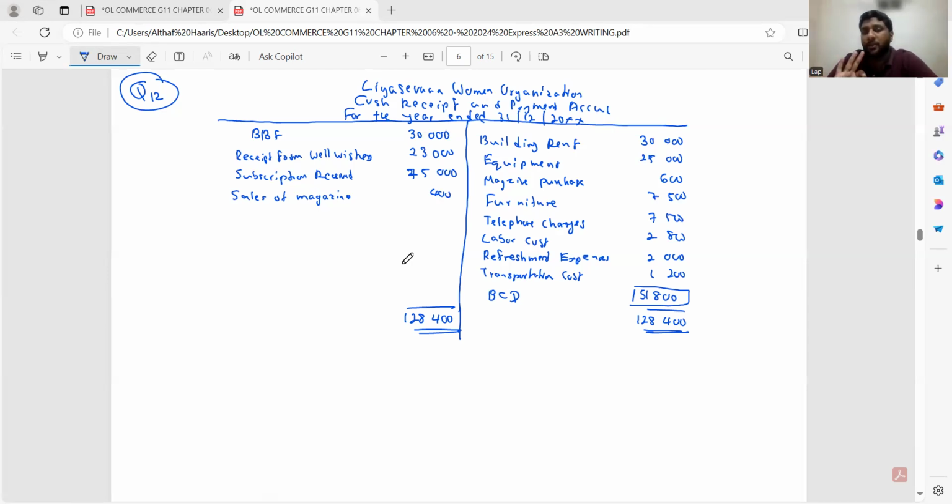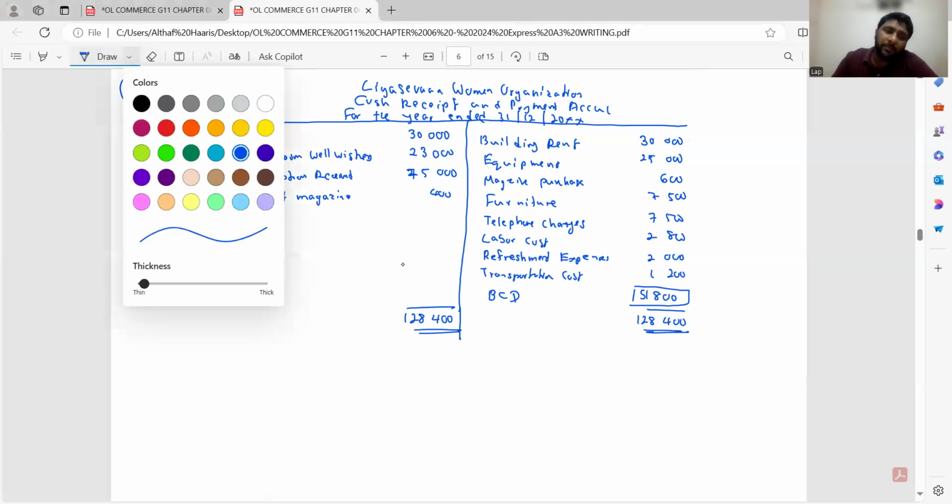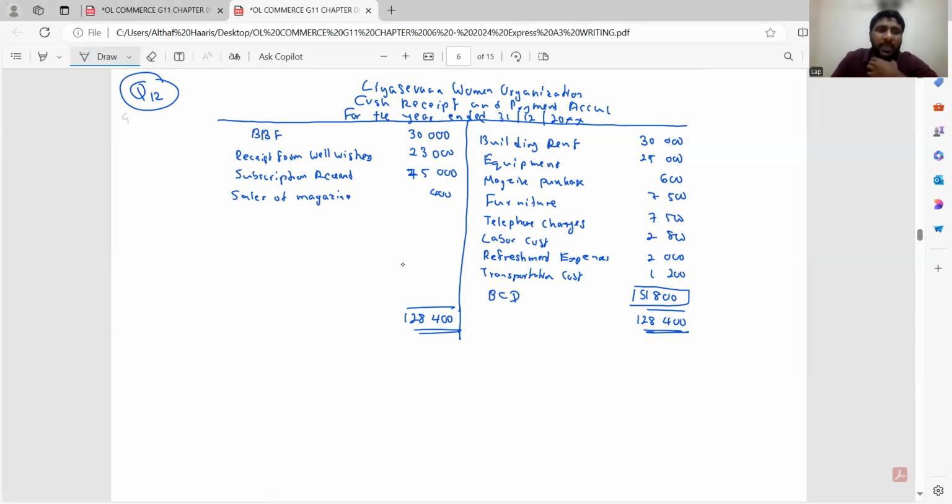Okay. Now we are going to prepare the income statement. Now take a pencil, people. Mark income connected things and expense connected things. Receipt from well-wishers, income connected thing. Subscription, income connected thing. Sales of magazine, income connected thing.